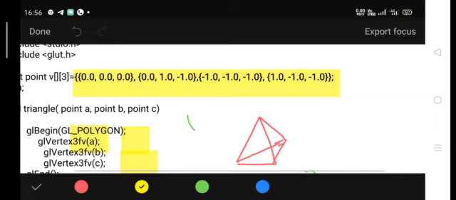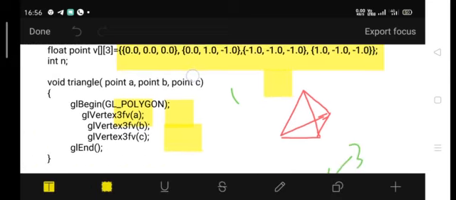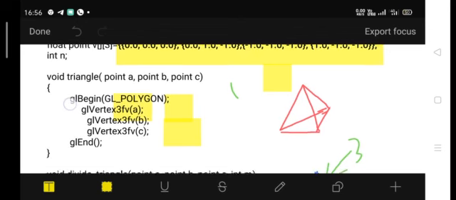4 cross 3 vertices, V. The first point 0 0 0, we have taken as float. It is actually 0 1 minus 1 minus 1 minus 1 and minus 1 1 minus 1 and minus 1 are the 4 vertices we have taken on the graph. Then the number of divisions is marked as n, an integer value.